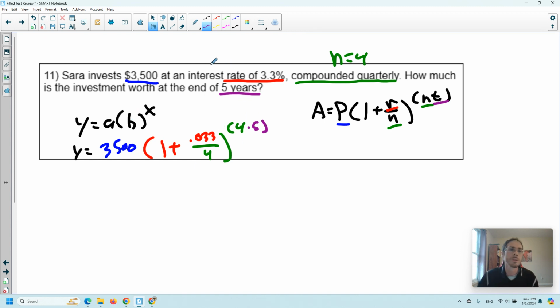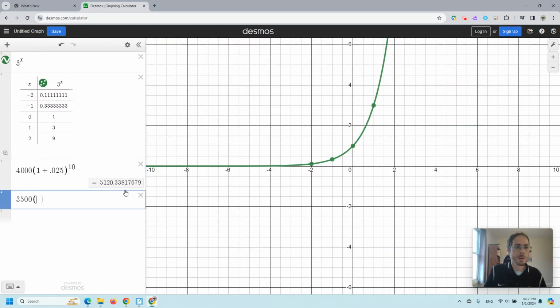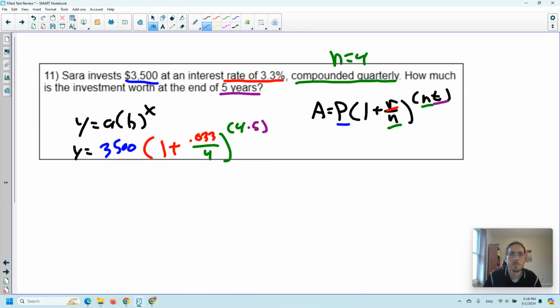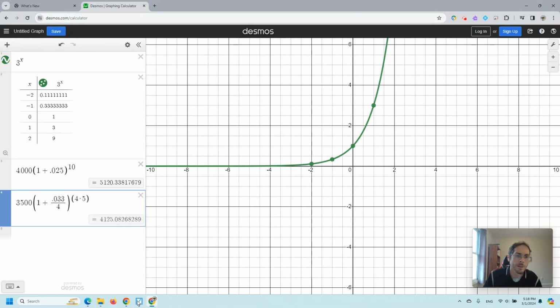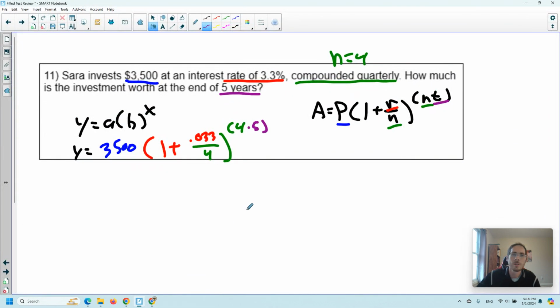Otherwise, it's just calculator work from here, so we're just going to throw in the calculator. So 3,500 times 1 plus 0.033 over 4, to the power of, parentheses, 4 times 10. I think it was 10 years. Nope, only 5 years. All right, so there we go. We got our value. Since it's money, we want to do dollars and cents. So 4125.08.